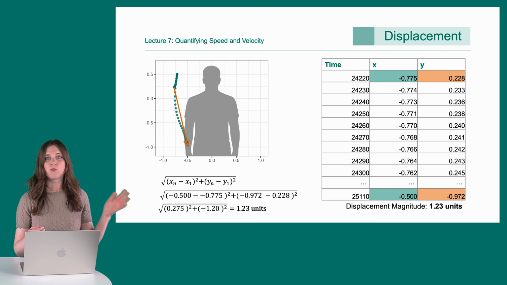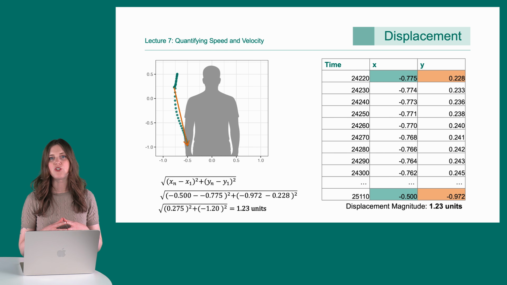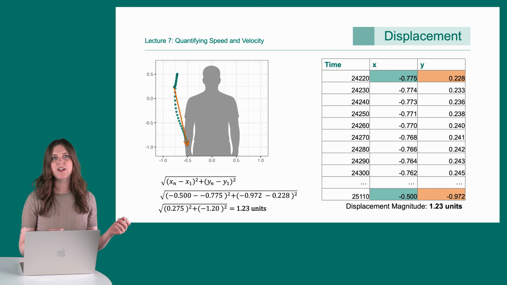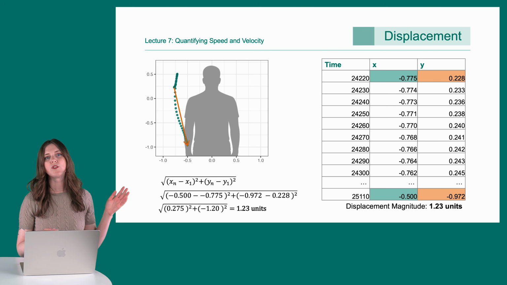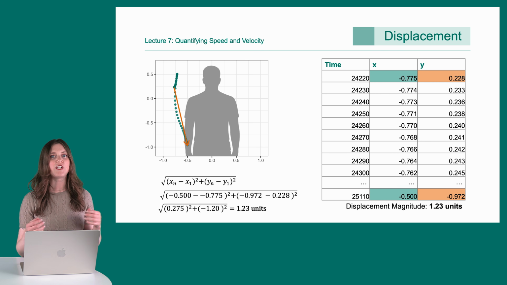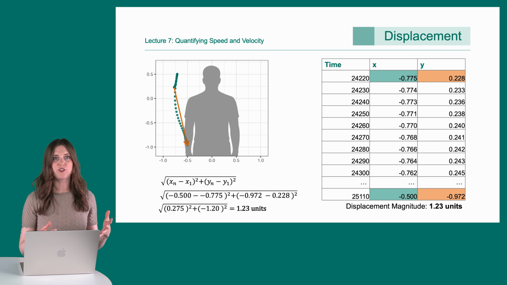If we follow our formula for Euclidean distance between 2 points, we see that the total displacement of the right wrist for this gesture stroke was 1.23 units. The vertical change was much larger than the horizontal change. So when we describe the direction of the displacement, we could qualitatively say that the gesture stroke was produced primarily downward and slightly to the speaker's left.